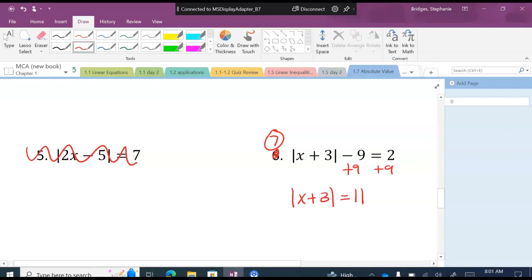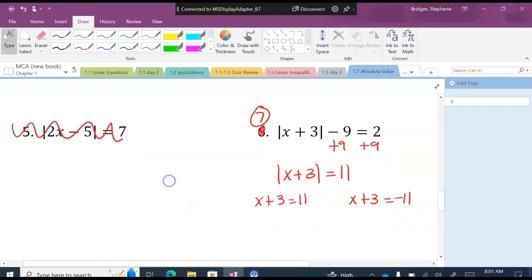And so I get the absolute value of x plus 3 equals 11. Am I ready for my two equations now? Bless you. Yes. So we do x plus 3 equals 11. Then we do x plus 3 equals negative 11. I got 8 and I got negative 14.